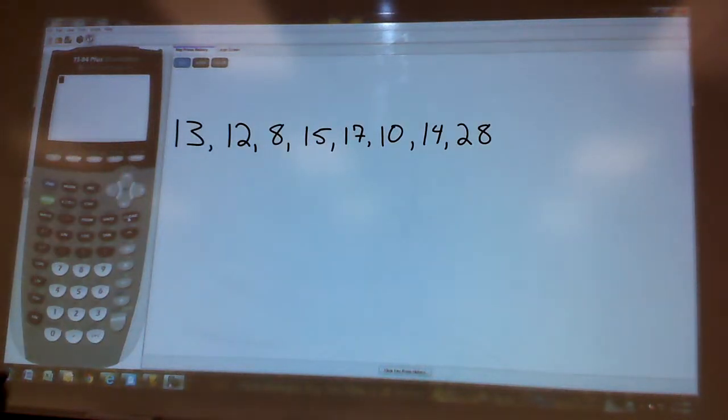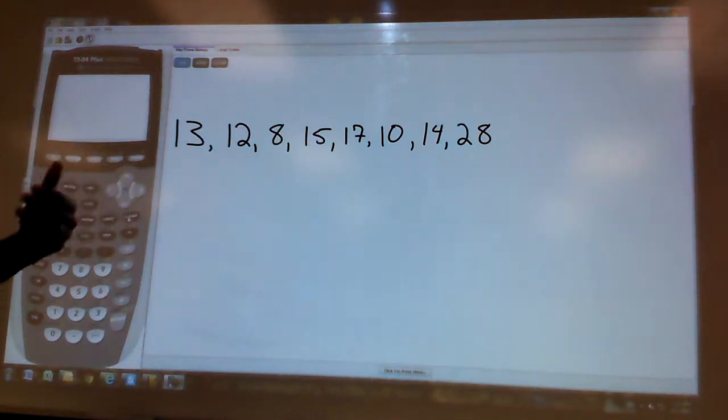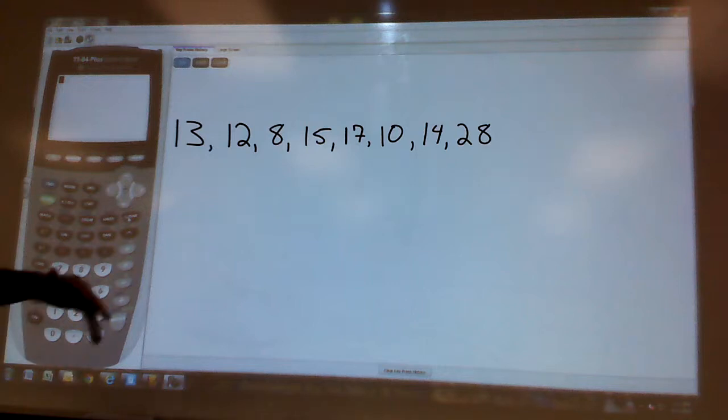Box plots and checking for outliers. Reviewing how and what a box plot is and how to check for outliers. Let's suppose I got a group of data.